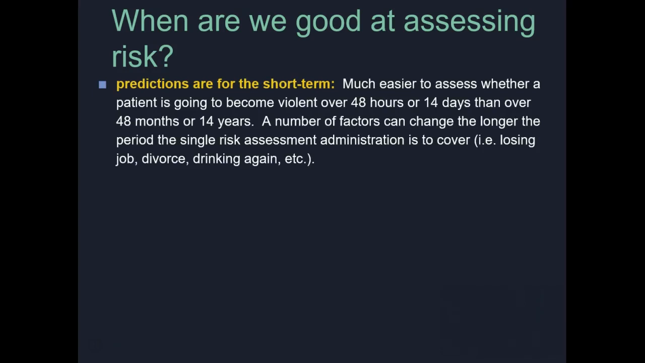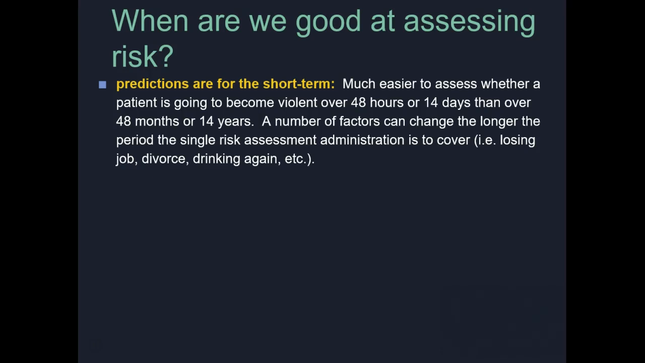So when are we good at it? When can we really do a better job? Predictions are for the short term. It's much easier to assess whether a patient is going to become violent over 48 hours or 14 days than over 48 months or 14 years. In the short term, we can predict it a whole lot better, or we can assess it. I'm going to keep using the term predict, and we want to avoid prediction.